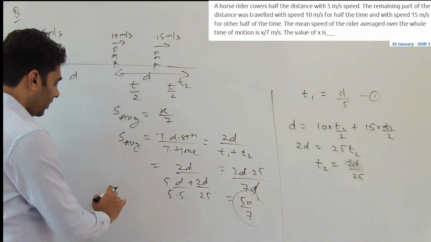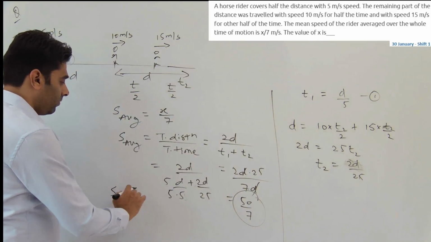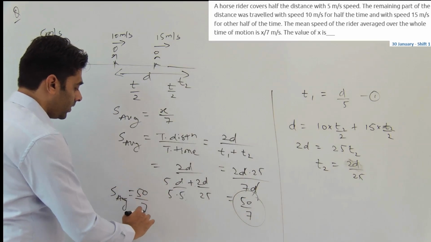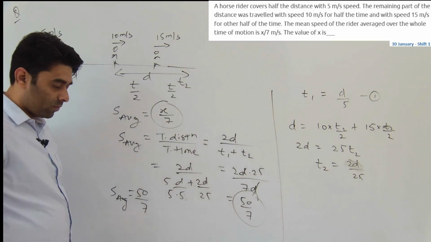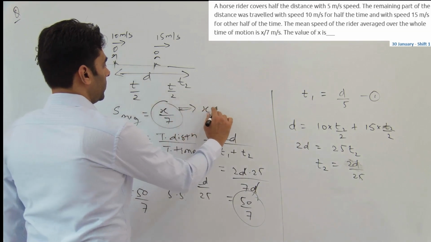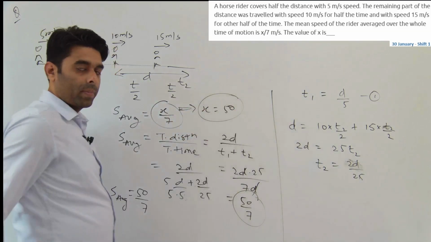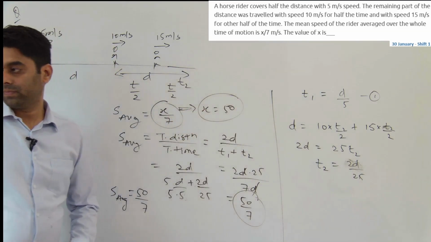So what can we write? Speed average is 50 by 7. So 50 by 7, that implies the x value is 50. X value is 50. So our answer is 50. Okay? Chalo, let's move on to the next question.